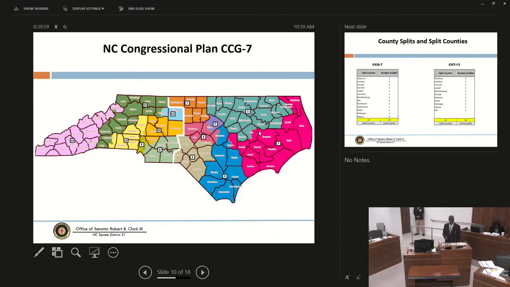So that being said, that brings us back to the CCG7 plan. Okay? And I included the white line in there, which represents the boundary between the east and west. So, when you're looking at that blank slate of North Carolina, it's like, well, where do I start? Where do I start?